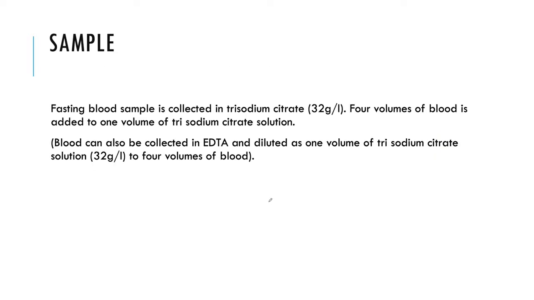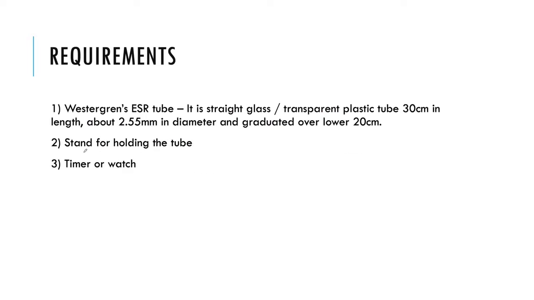Now which sample you have to take? First you have to take the fasting blood sample, and here the anticoagulant used is trisodium citrate. The blood can also be collected in an EDTA vial, and diluted as 1 volume of trisodium citrate for 4 volumes of blood. Now the requirement for the Westergren method: you need the Westergren ESR tube, a stand for holding the tube, and a timer or watch, because you have to note down the time.